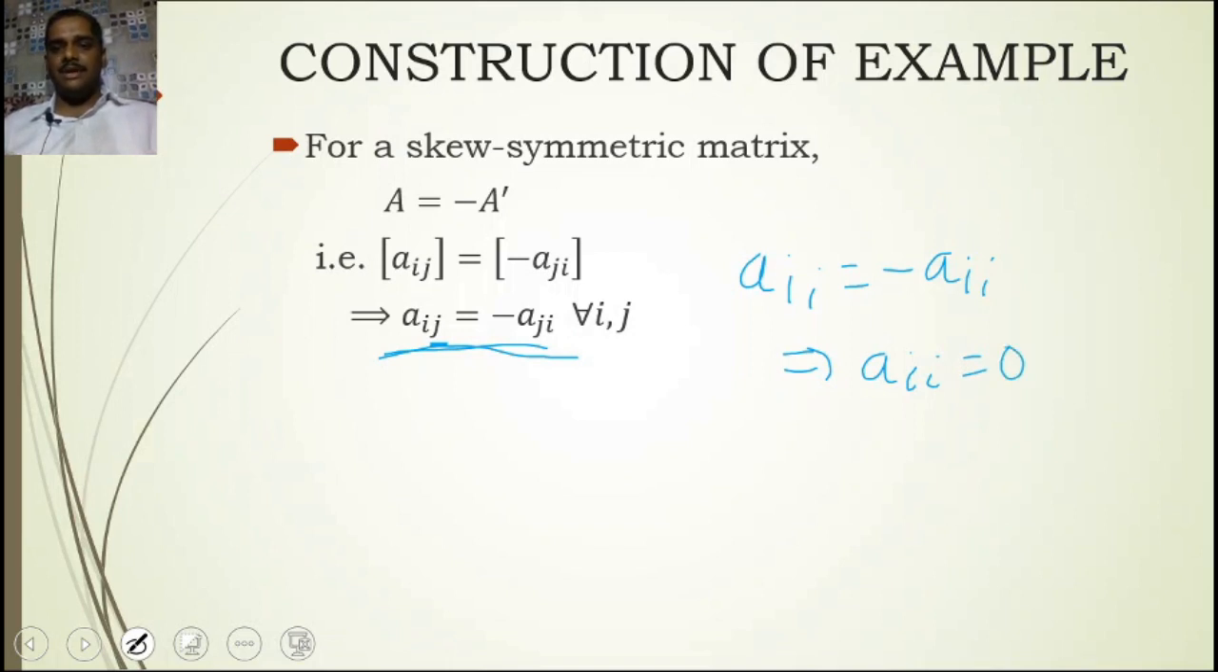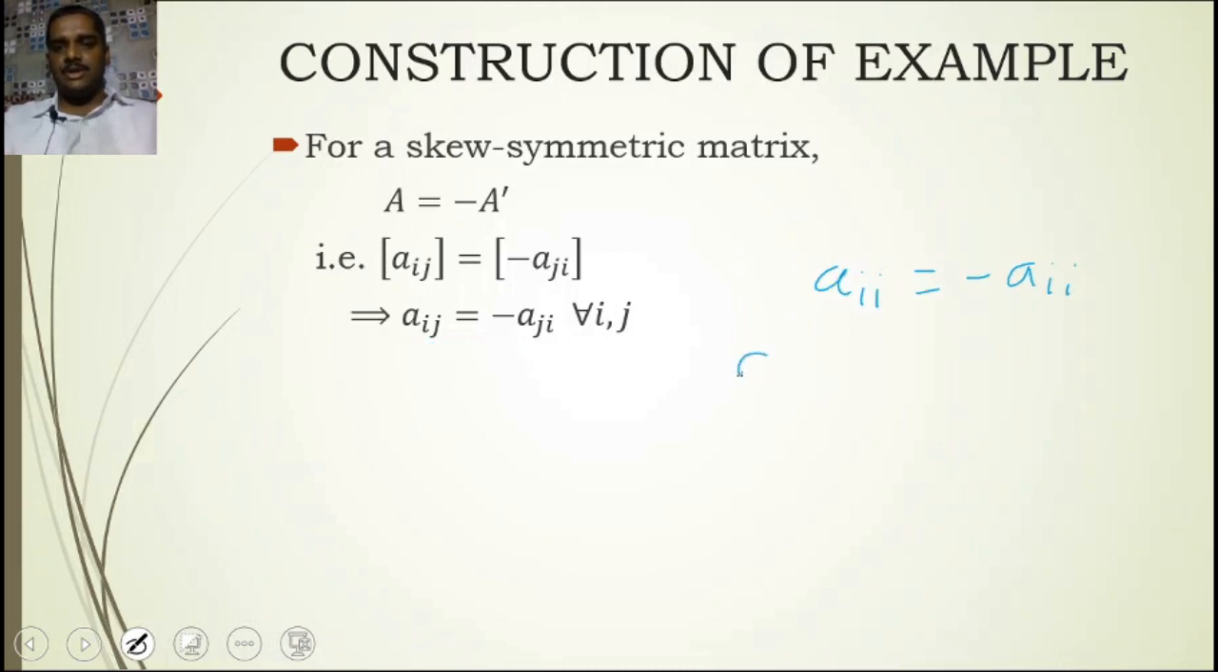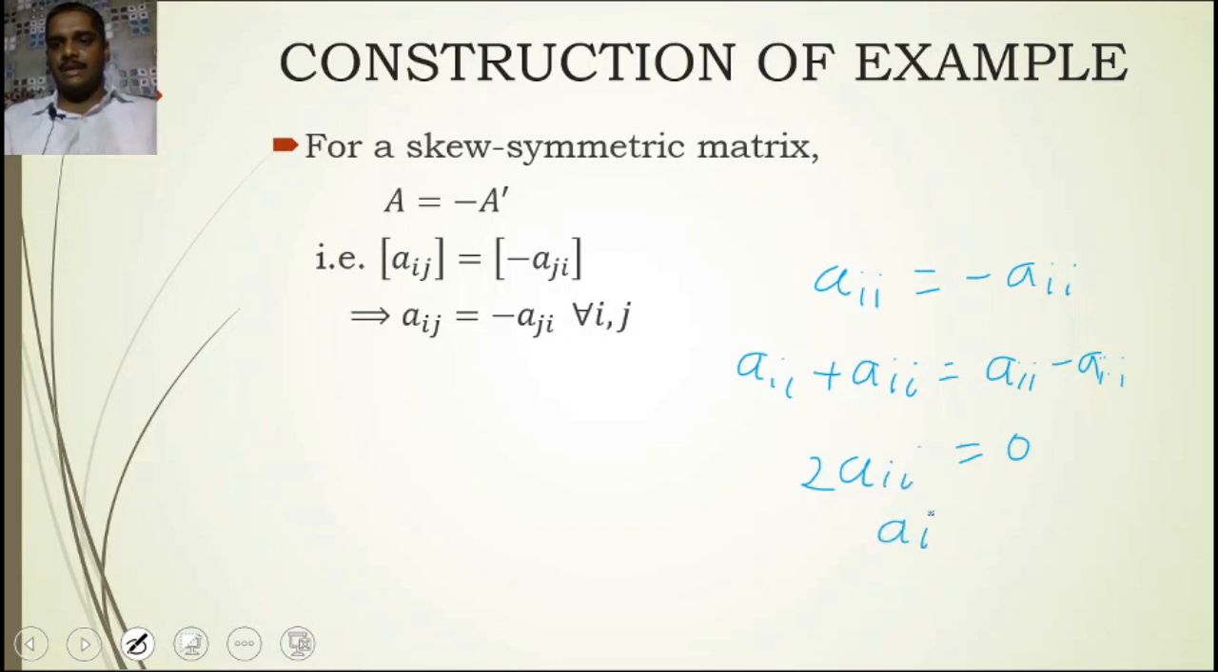Now this is one way of thinking. The other way is you can add a_ii on both sides. If I add a_ii on both sides, on the left side I'll get a_ii plus a_ii, and on the right side I'll get a_ii minus a_ii. The right side will result in 0 and the left side will result in 2 times a_ii, and this will give me a_ii equals 0.